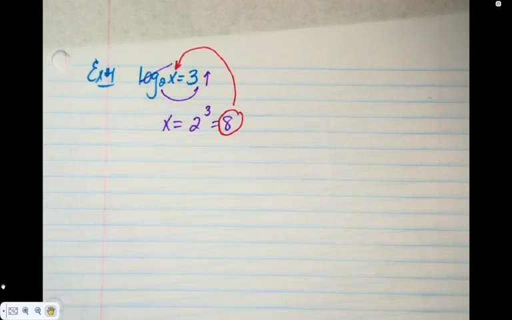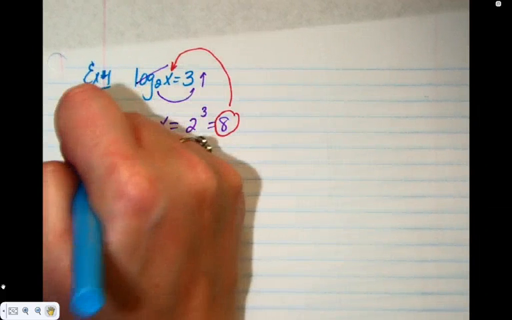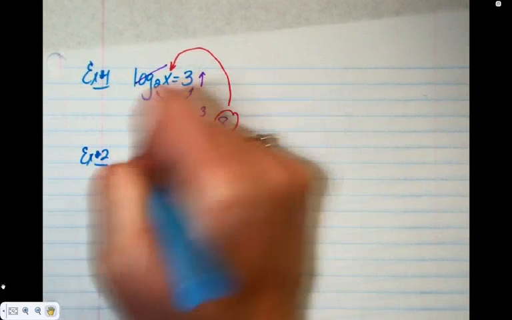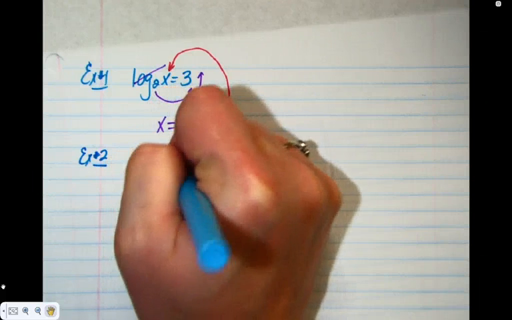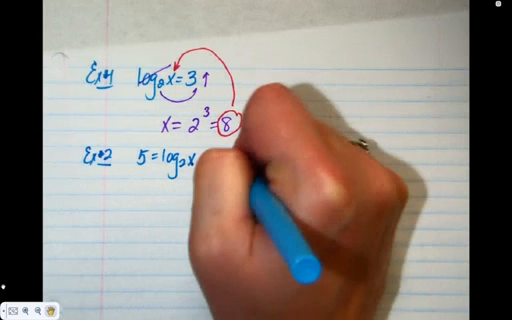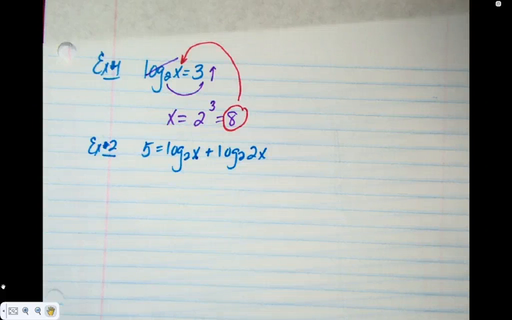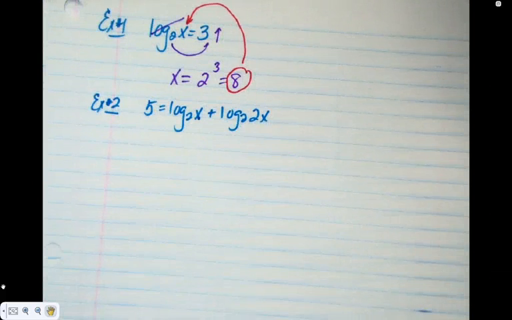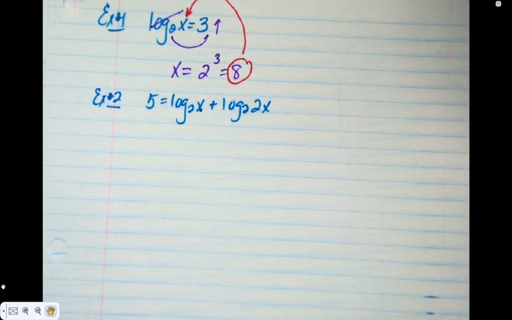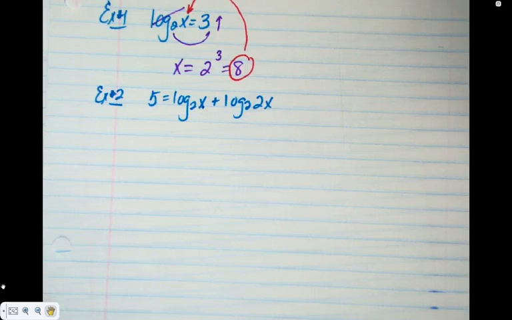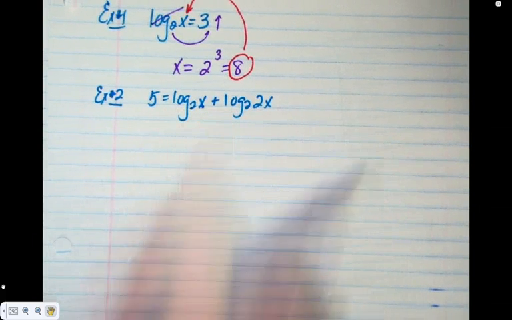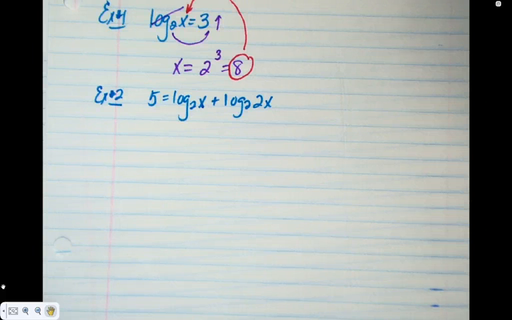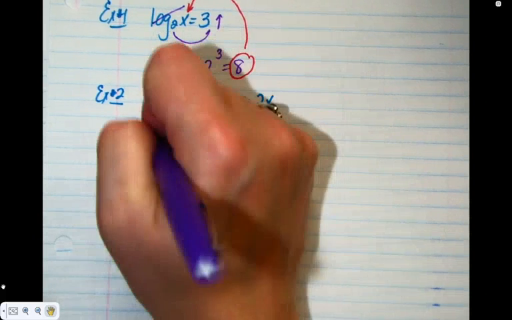Let's take a look at example number 2, and there's a whole bunch of stuff going on. So 5 equals log base 2 of x plus log base 2 of 2x. Logs on one side, numbers on the other. So logs all together, non-logs on the other side. Done. Step number 2, simplify the logs. Here I've got 2 logs, and I need to smush those down into 1 log. So we're jumping in at step number 2. The 5 is going to stay as it is.